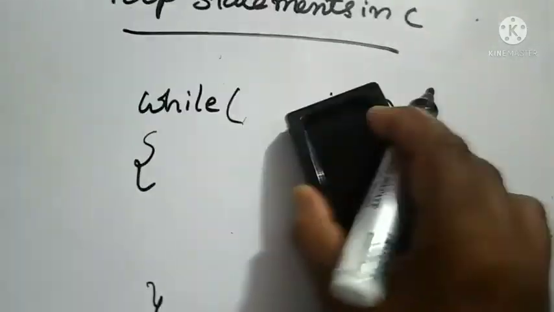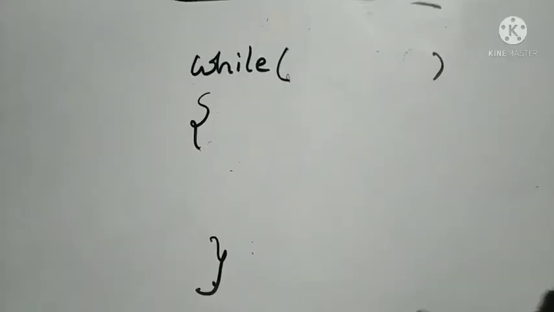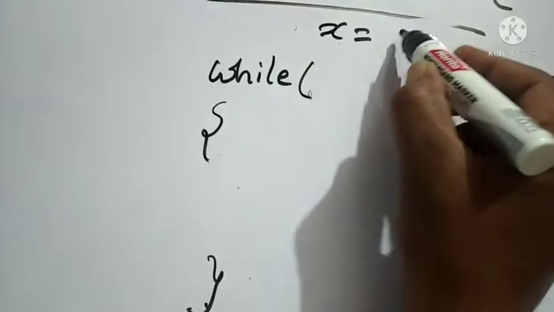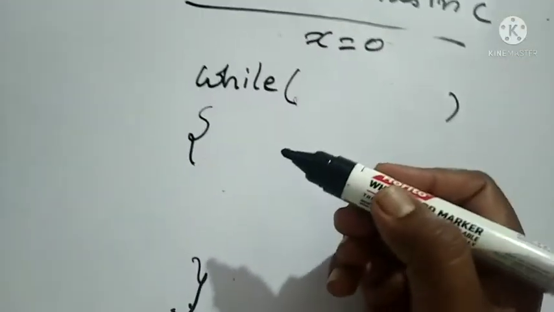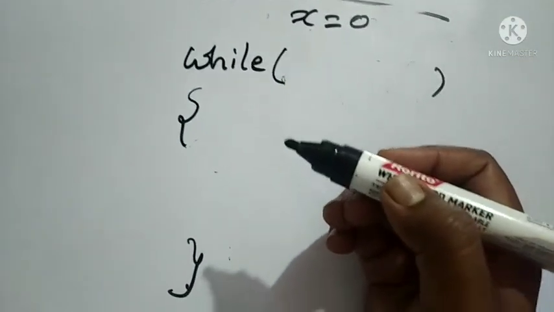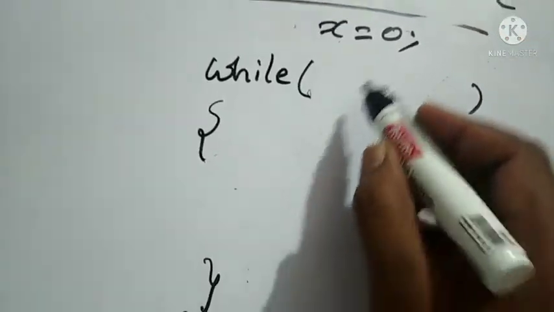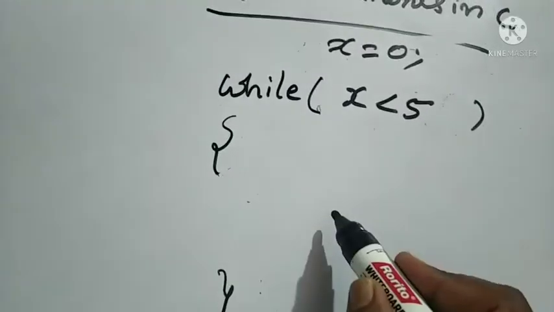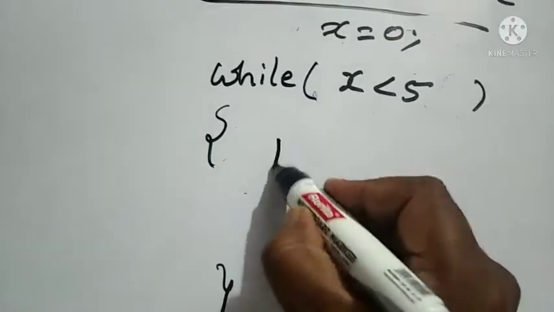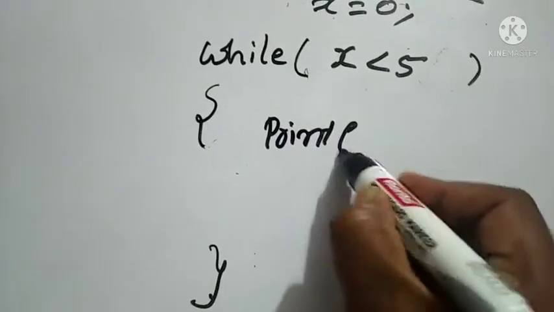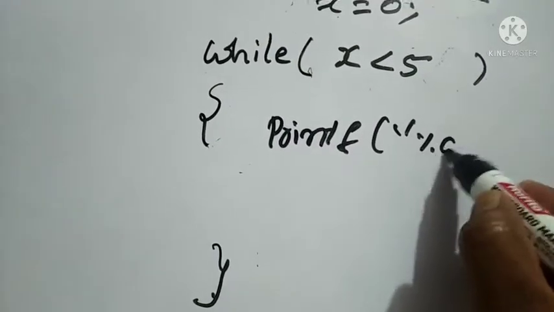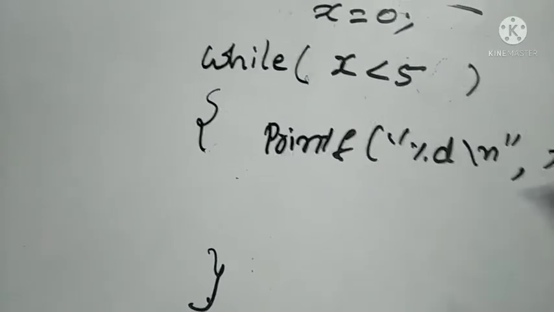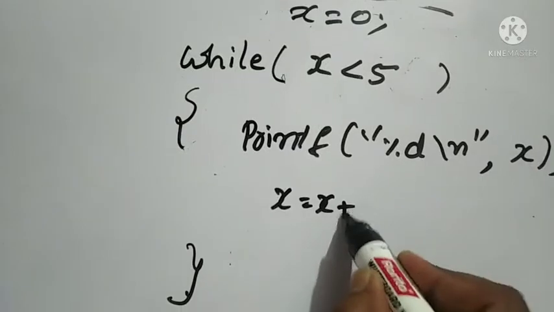Now let us take one example. Let the value of x be equal to 0 before execution of the while loop. I am checking whether the value of x is less than 5 or not. If it is, then I execute the instruction printf("%d\n", x), and then x = x + 1.